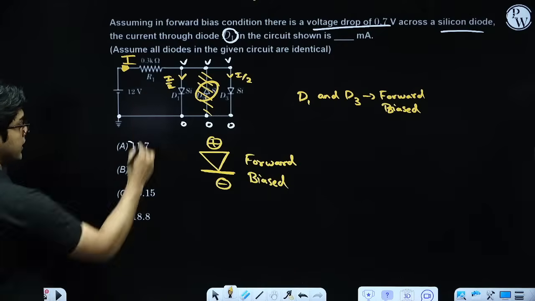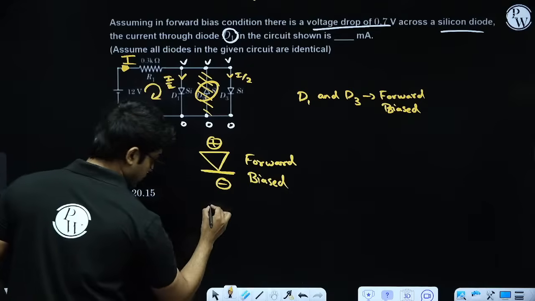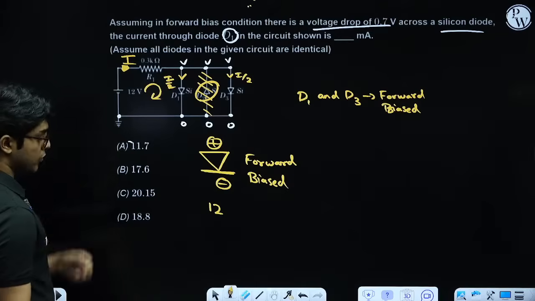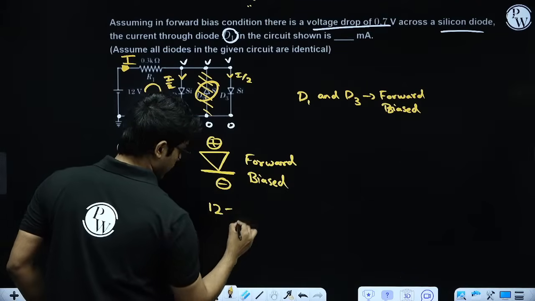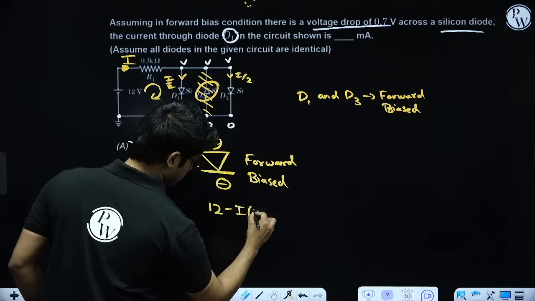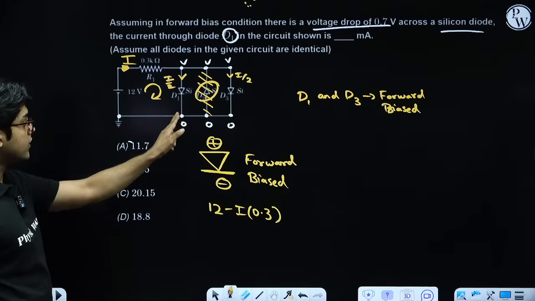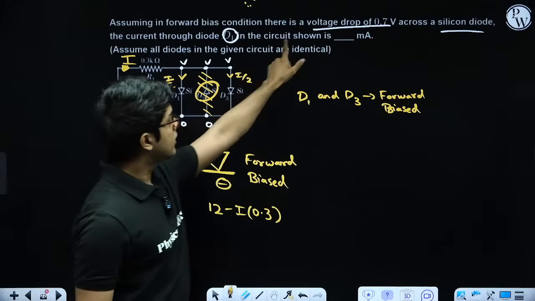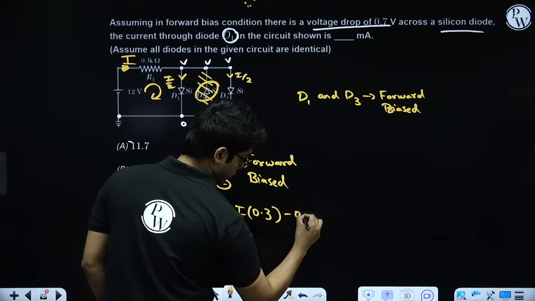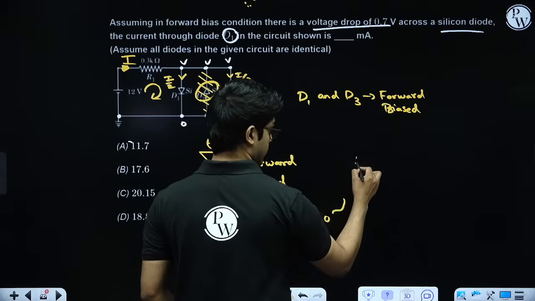Now we'll apply KVL in this loop. A rise in potential of 12 volt across the battery. Then as we move across the resistor, there is a potential drop of IR. The current, let's say, is I and the resistance is 0.3 kilo ohm, so we'll just set it as 0.3 itself. As we move across the diode terminal, there is a potential drop of 0.7 volt. So 12 minus 0.3 I minus 0.7 volt is equal to 0.